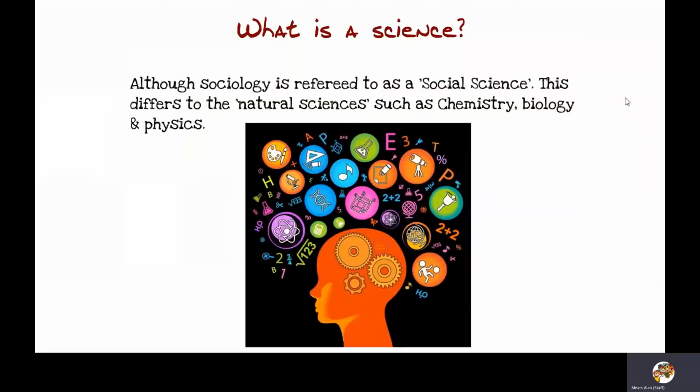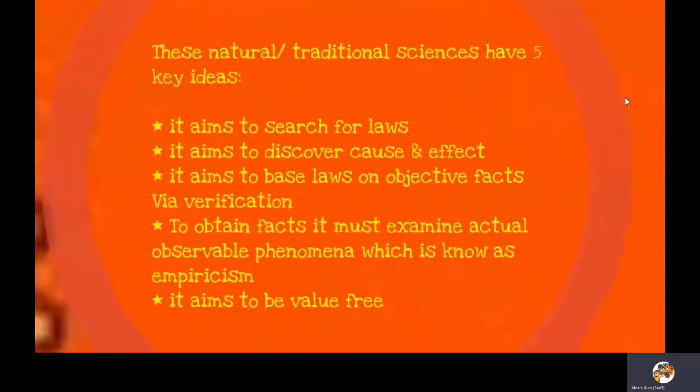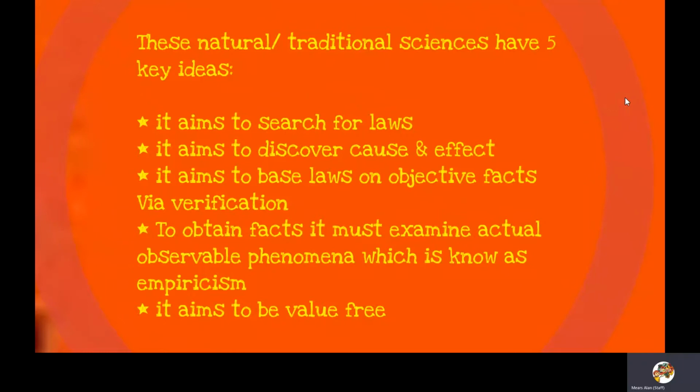Although sociology is often referred to as a social science, this is very different to what we'd call the natural sciences, like chemistry, biology, and physics. The natural traditional sciences have 5 key ideas. Most of the aims of this research is to discover laws, cause and effect. It aims to base its laws on objective facts. It uses a process called verification to check information is accurate, often because it's testable. It's designed to obtain facts and must examine actual observable phenomena, which is known as empiricism. And it also aims to be value-free.